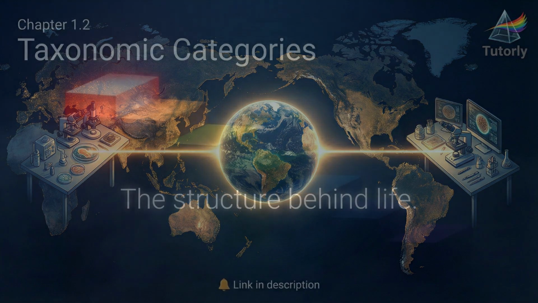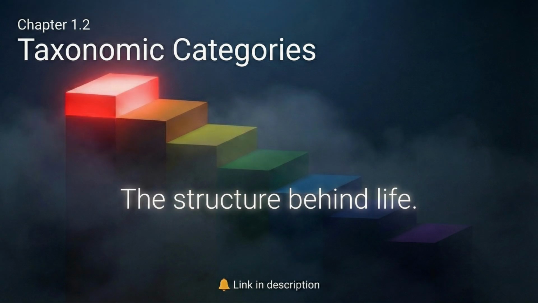Chapter 1.2, Taxonomic Categories is next. That is where we go into the full classification hierarchy. Kingdom, phylum, class, order, family, genus, species, and why the system is built the way it is.